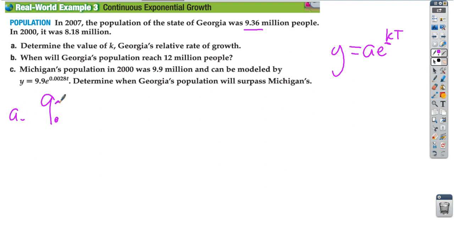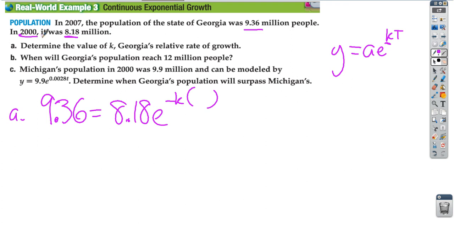And we'll do this in millions, so we'll just do 9.36 and we'll know that our answer is going to be millions. A is the initial amount. They told us in 2000 when they started this problem it was 8.18 million. We don't know k. We know that t is the amount of time that's passed from 2000 to 2007, and that's 7 years. So how do we solve this for e?